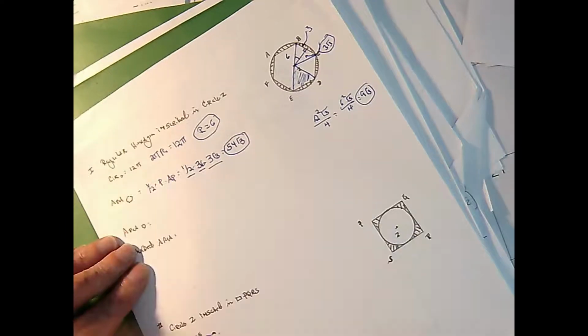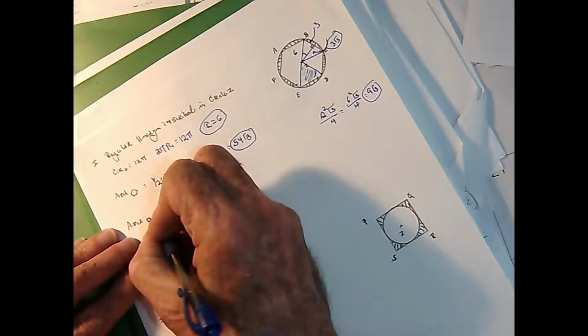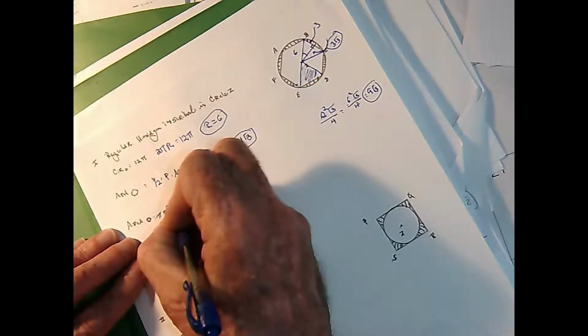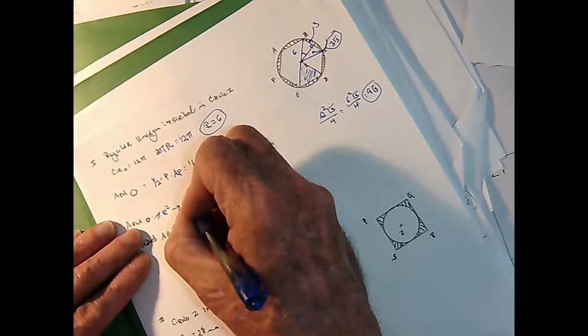Hey, what about the area of the circle? That's the next thing I was asking about here. You say, well, that's pi r squared. And I say, yeah, it is. And since the radius was 6, that would have been pi times 6 squared, therefore 36 pi.